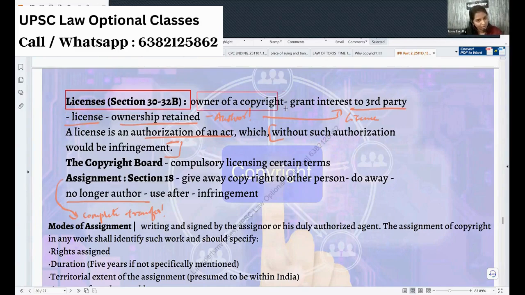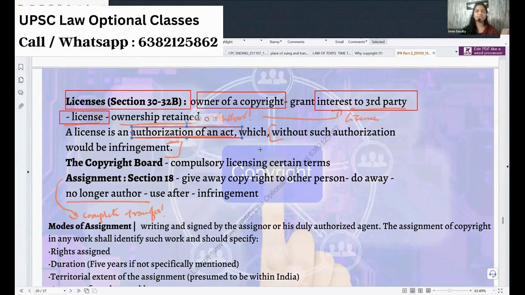So the owner of the copyright can grant an interest to a third party, a license to a third party. See, the ownership is with me, but the license to do certain things, authorization of certain acts to be done by the others. Okay, that can be done. So I own all these paintings, but I license the other person to sell all the paintings. Okay, so that can be done. The person to whom I gave the license is called the licensee.